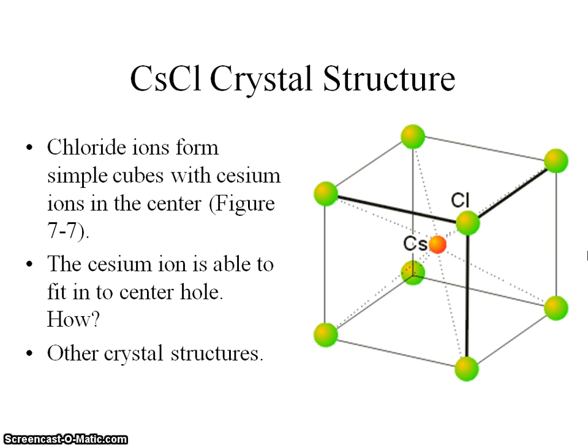The cesium chloride crystal structure. Chloride ions form simple cubes with cesium ions in the center. The cesium ion is able to fit into the center hole, unlike in other crystal structures.